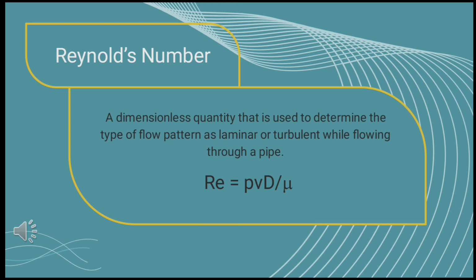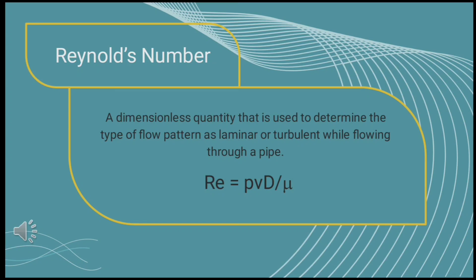Let's learn about laminar flow and turbulent flow. For the introduction part, first and foremost, what is Reynolds number? Reynolds number is a dimensionless quantity that is used to determine the type of flow pattern as laminar or turbulent while flowing through a pipe. Reynolds number is defined by the ratio of inertial forces to that of viscous forces.